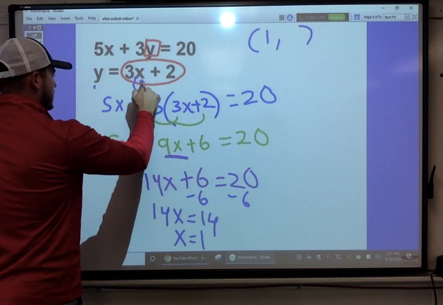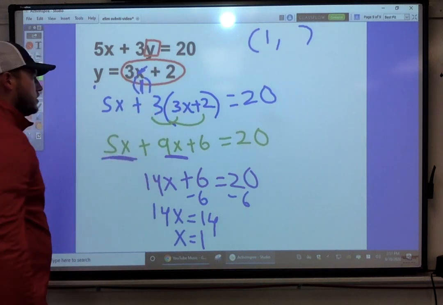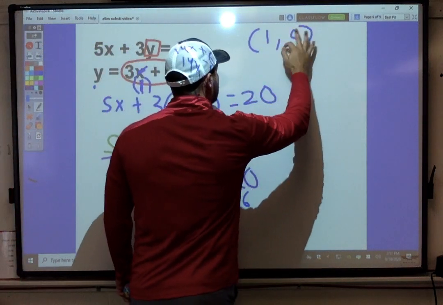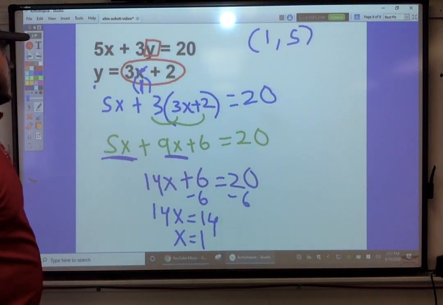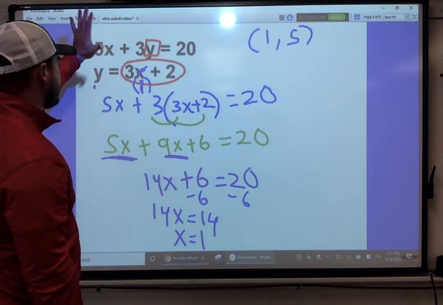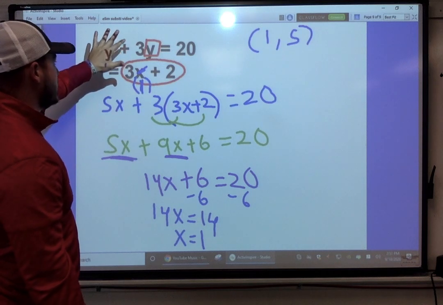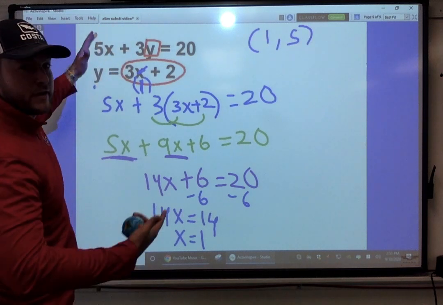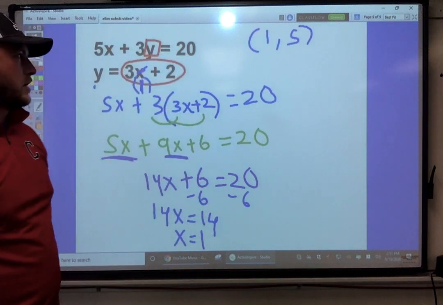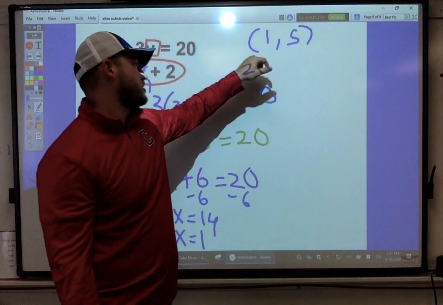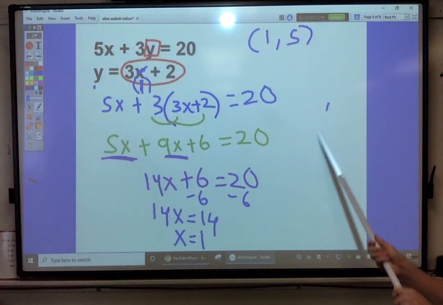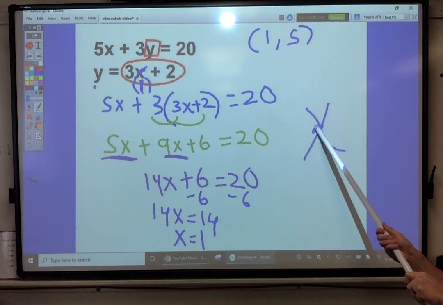I'm going to draw it right there. So instead of an x, it's a 1, so 3 times 1 is 3, plus 2 is 5. Right? Now, if I plugged in my x and y over here, 5 times 1 is 5, plus 3 times 5 is 15, so 5 plus 15 equals 20. Right? So it works both ways. So we found that these two equations intersect at 1, 5 on my graph. 1, 5, right there. Perfect.